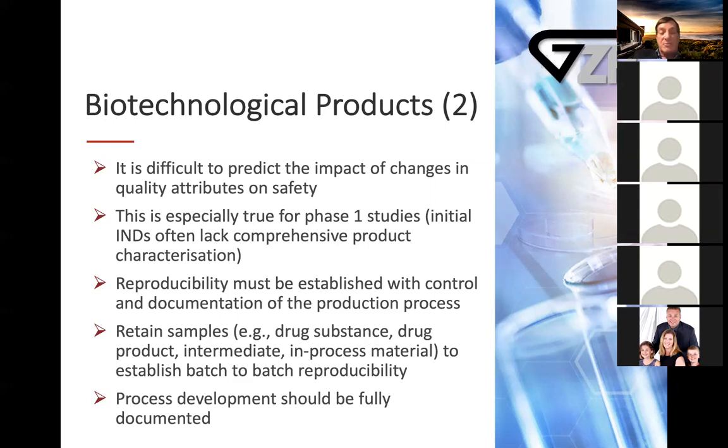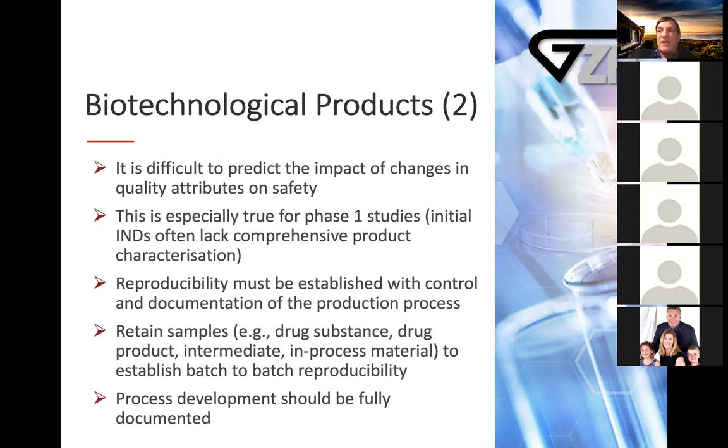Reproducibility must be established for control and documentation of the production process. And you should retain samples to establish batch-to-batch reproducibility. This is especially true, again, for biotechnologically derived products, say those obtained through recombinant means, because your entire development process for your product is a continuum to the FDA. It's not as if you had a few phases and the old data are the old data and the new data are the new data and they never connect.